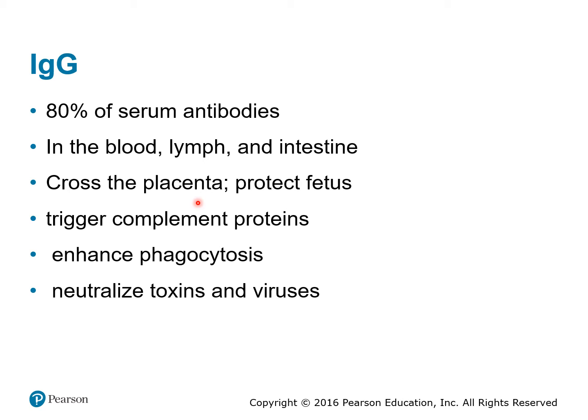Antibody G can also help trigger and activate the complement proteins. We kind of talked about the complement proteins previously in the other video. So those antibodies can help enhance and trigger those complement proteins. They can enhance the phagocytosis process. They can neutralize toxins and viruses. And actually, we're going to talk about how they neutralize the virus. They basically start surrounding the virus, and we will talk about it.